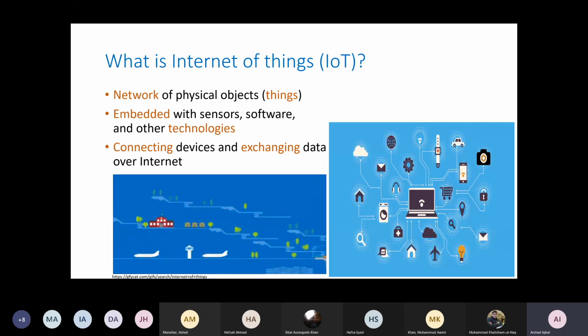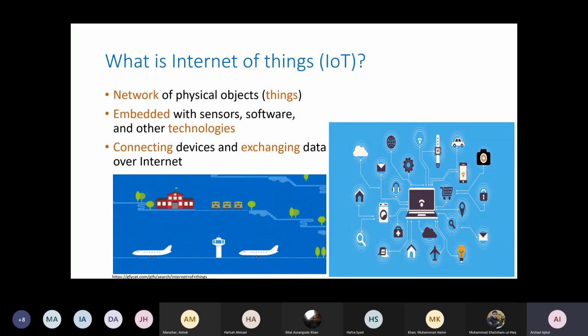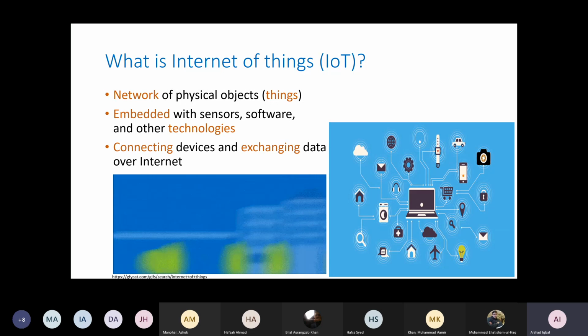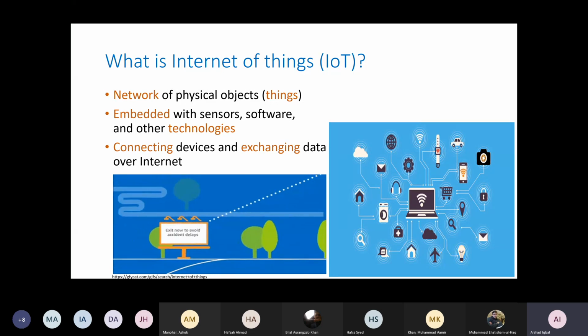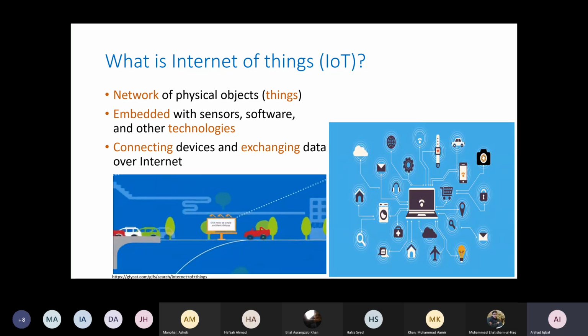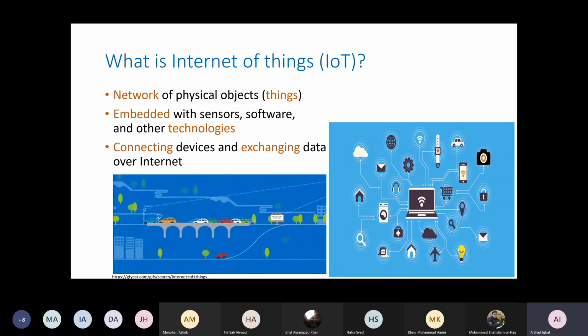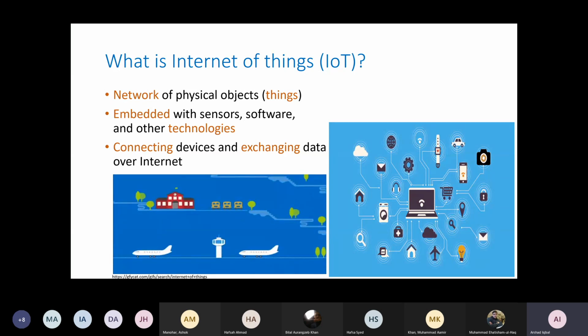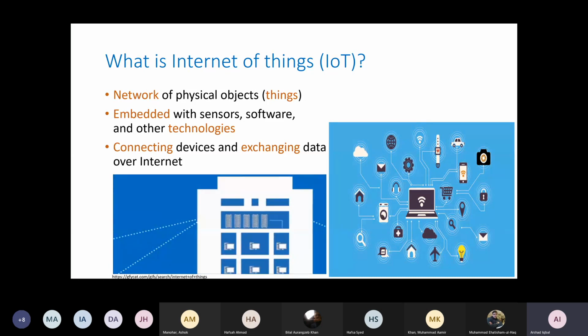So let's start with what is Internet of Things. As you may know, Internet of Things is the network of physical objects or things which are embedded with sensors, software, and other technologies. And the aim is connecting numerous devices for connectivity and exchanging data over internet. If you could see on the right of the screen, there is a kind of graphics which shows Internet of Things.